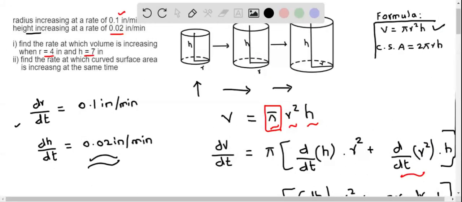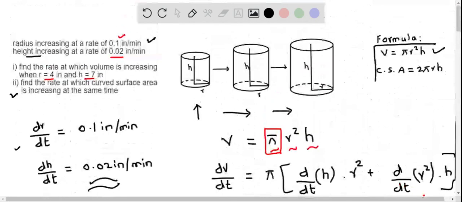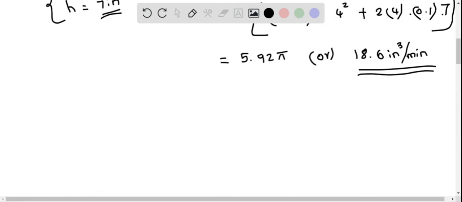Now let's determine the rate at which the curved surface area is increasing, that is we will answer the second question. So let's do that. For that, I'm going to use the curved surface area formula. Let me copy that. This is shortly written as CSA. Maybe for convention, I put this as C. This is equal to 2 pi RH.